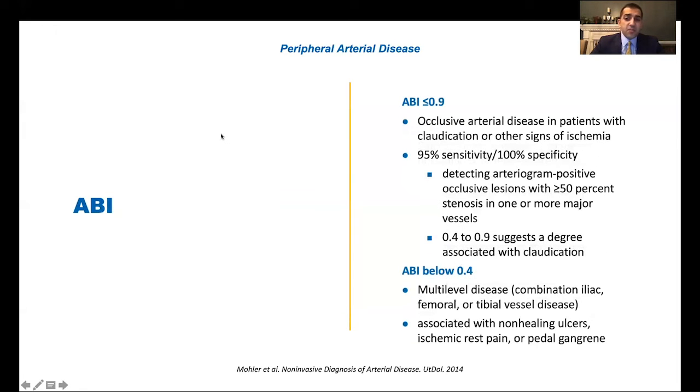And now in the folks with a value below 0.9, that is very specific for occlusive arterial disease in the lower extremities, and it's very sensitive for detecting disease as well. When it drops below 0.4, we really get concerned about multivessel disease and the presence of critical limb ischemia, which includes non-healing ulcers, the rest pain we talked about, or even gangrene.